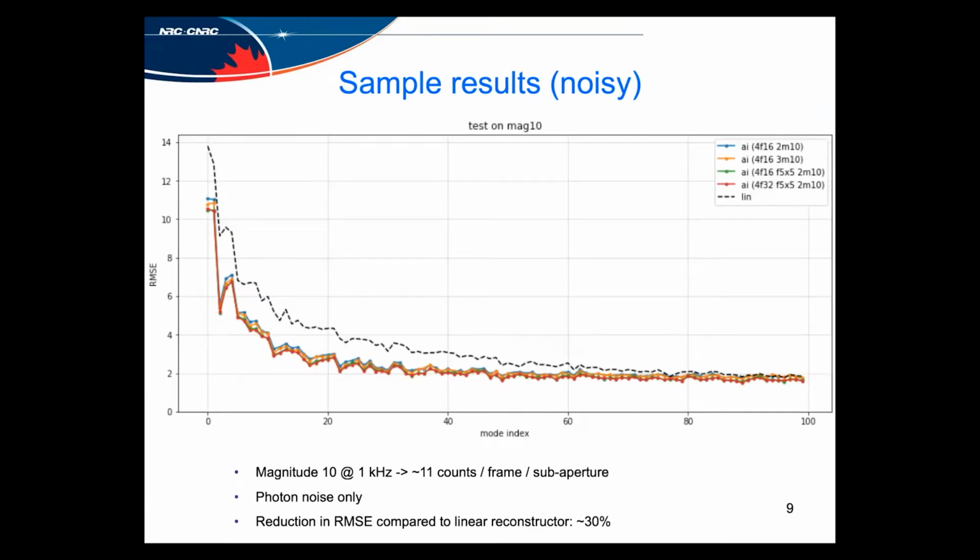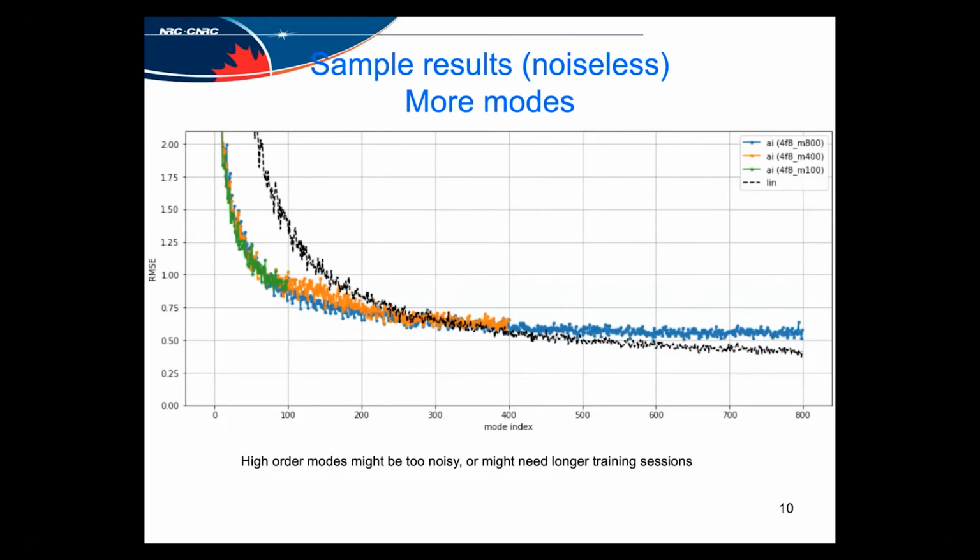It works also if we have noise. In this case, this is a magnitude 10 simulation where we have about 11 counts per frame and subaperture, and we have photon noise. We see that we still get a significant reduction in RMS wavefront error. Instead of estimating only 100 modes, we tried to estimate more than that, but we see that after some number of modes, the machine learning reconstructor doesn't work very well. It might be because these modes are just too noisy, or it might be because we need to use a longer training session. We'll investigate this.